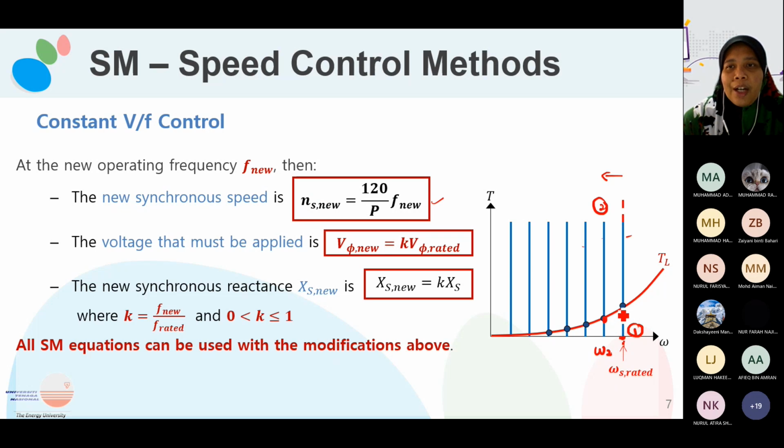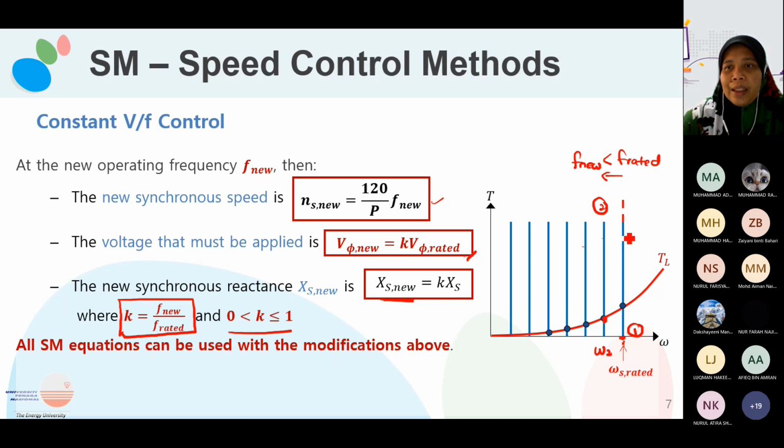So now you shift the graph to the left, means you reduce the frequency. F new is less now than F rated. Therefore, the speed also will be lower than the rated speed. So the voltage must be applied, calculated by this value, V phase new equal to K V phase rated. And also the reactance will have a new value. Okay. And how to calculate your K equal to F new over F rated. Where for constant V over F control, the K must be between 0 to 1 because F new is less than the F rated. Boleh ke?